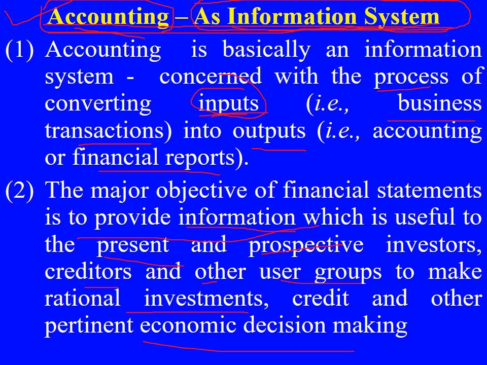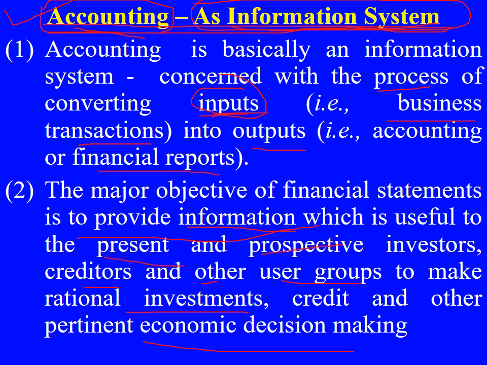has been termed an information system. Why has accounting been considered an information system? What is the reason behind it? Because accounting does the same. Accounting basically processes inputs. Business transactions are the inputs. These business transactions are processed in order to prepare financial reports, the output. Hence accounting has been considered an information system.